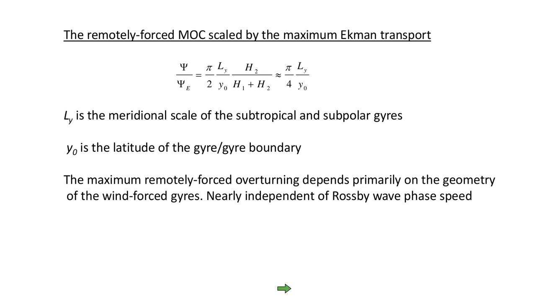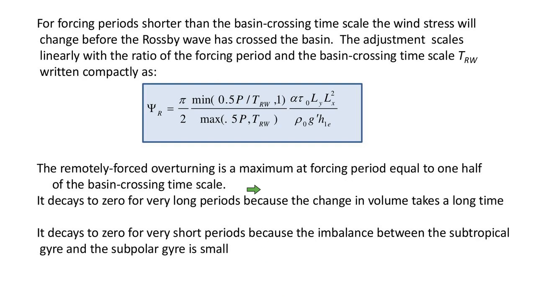Okay, so now let's consider some time dependence. So if the forcing period is short compared to the basin crossing timescale, then the wind stress changes before the Rossby wave has crossed the whole basin. So it begins to adjust, but then it changes again. So the fraction of the basin that has adjusted is going to scale linearly with the ratio of this forcing period to the basin crossing timescale. So now I've kind of piled all this stuff together here.